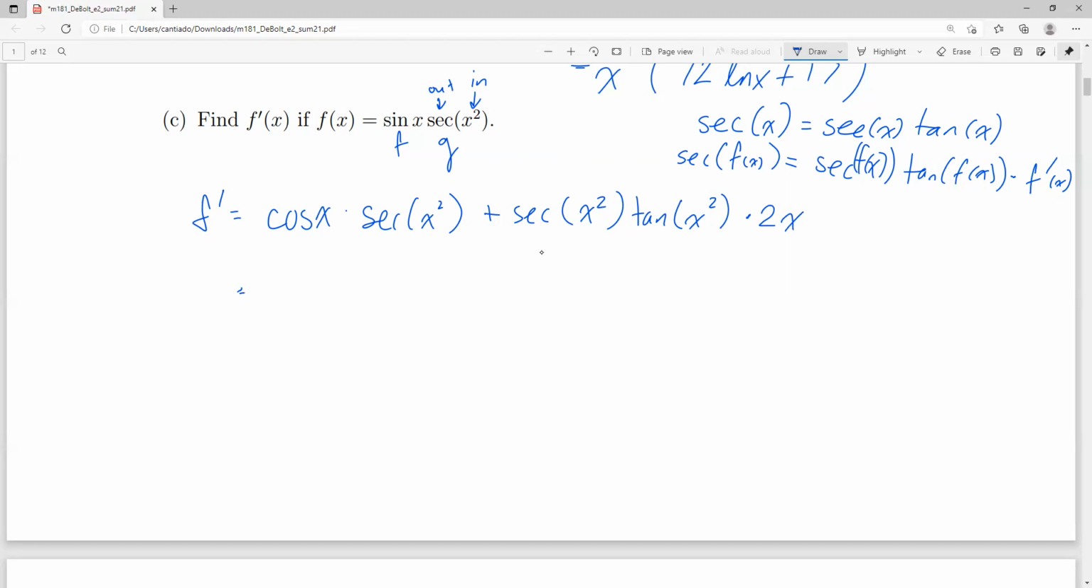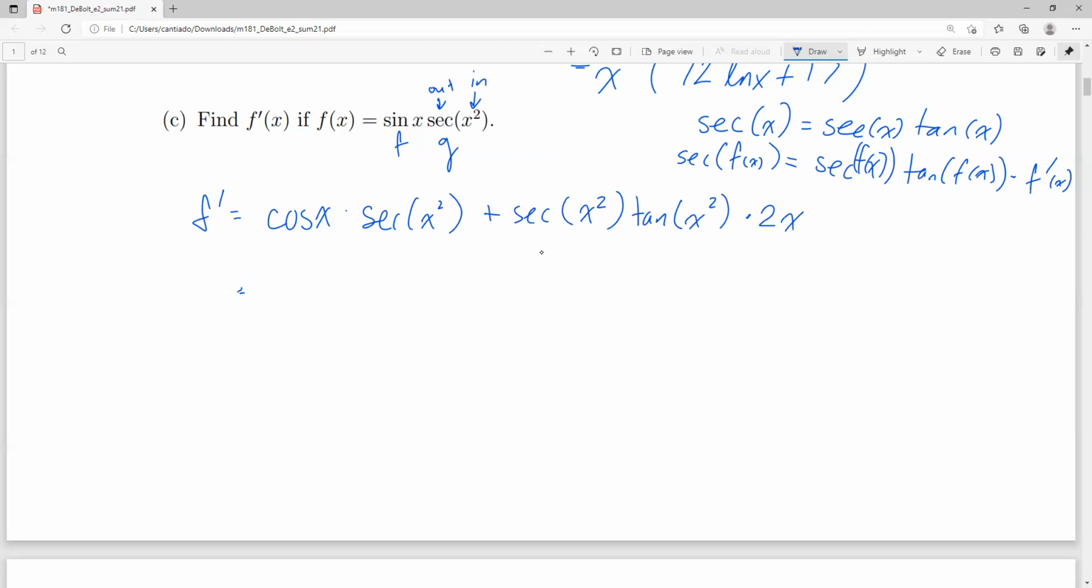Yeah, this is probably as nice as it'll be, so you can go ahead and leave your answers as this, right? So cosine x times secant x squared plus secant x squared tangent x squared times 2x. If you want to bring this to the front of that, that's totally fine, but this is a totally valid answer.